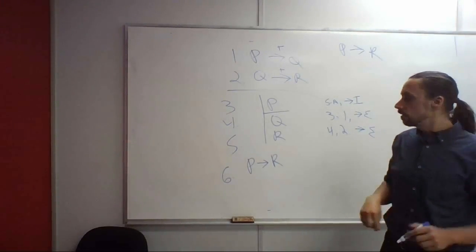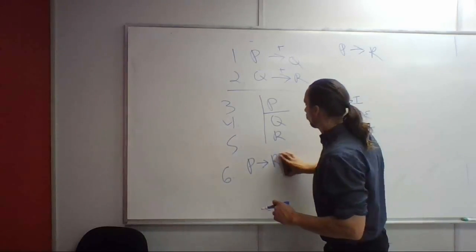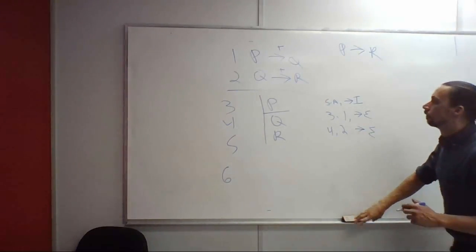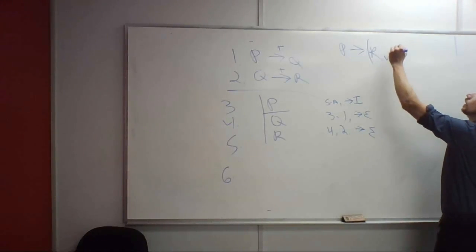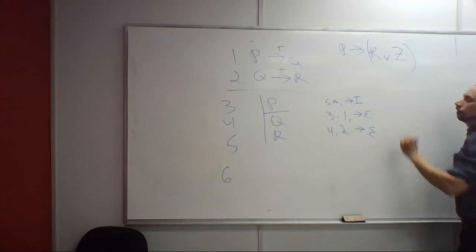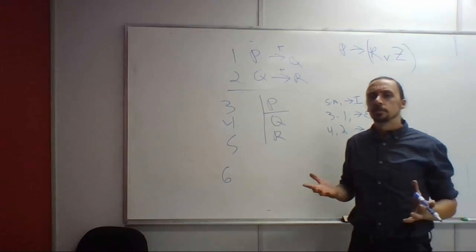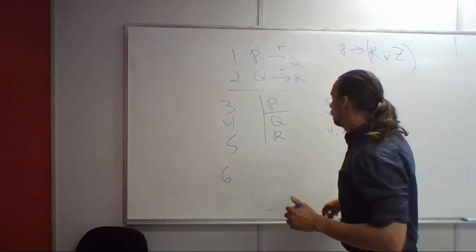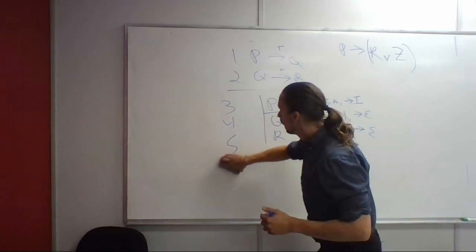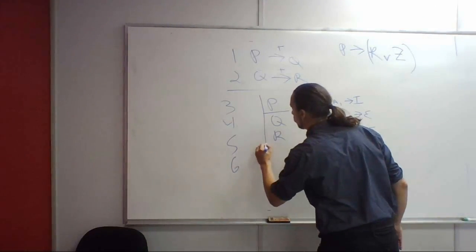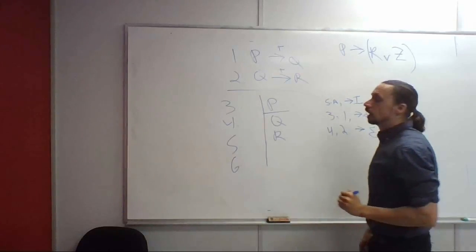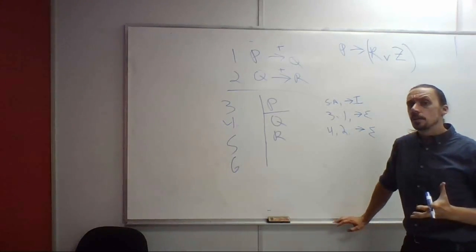So let's actually do something slightly different here. What if my target sentence was, if P, then either R or Z? Well, where did Z come from? How can I possibly construct that? Well, that's actually pretty easy. Now, you remember we have a rule called disjunction introduction. And this is kind of where the fun, creative nature of the natural derivation system really comes into play.